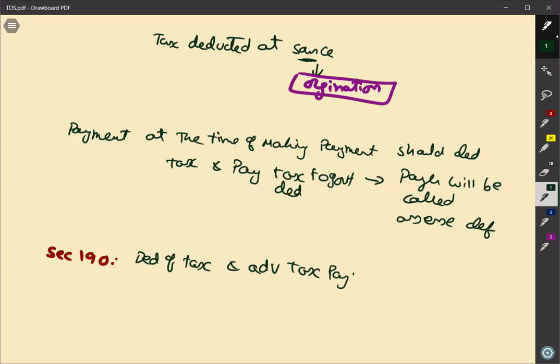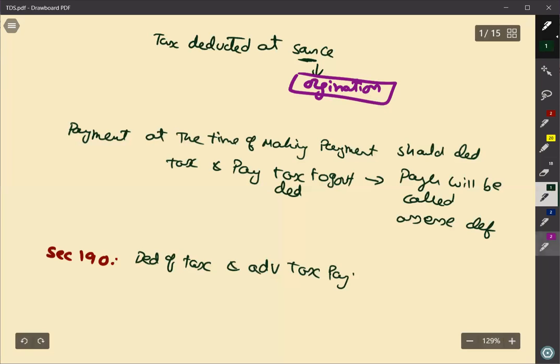Now, basically, in the basics of income tax, we had covered that whatever income you earn in the previous year, you are supposed to pay tax in the assessment year. But this is an exception. TDS will be deducted in the same year. Advance tax will be paid in the same year. So now let us see.